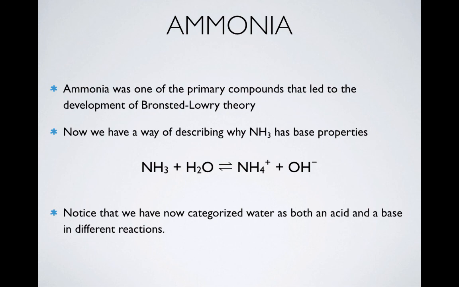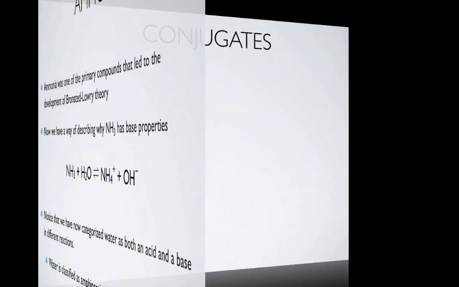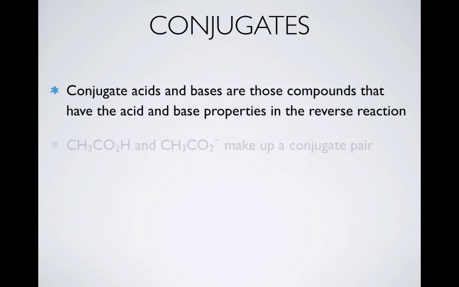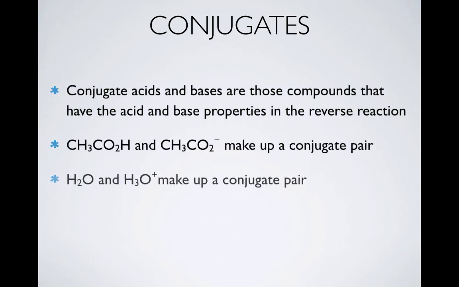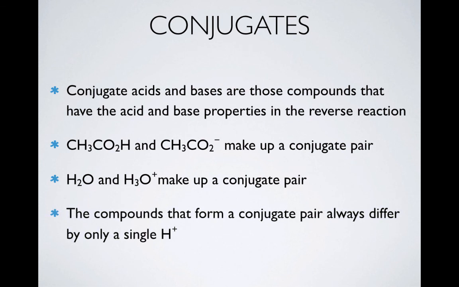Because water can go both ways like that, and it does so fairly easily, we would classify water as being amphiprotic. That just means that it can either lose or gain a proton and act as an acid or as a base, depending on the conditions. Well, in an earlier slide, we introduced this term of a conjugate. We had conjugate acids and conjugate bases. Your conjugate acids and bases are the compounds that have the acid and base properties in the reverse reaction.